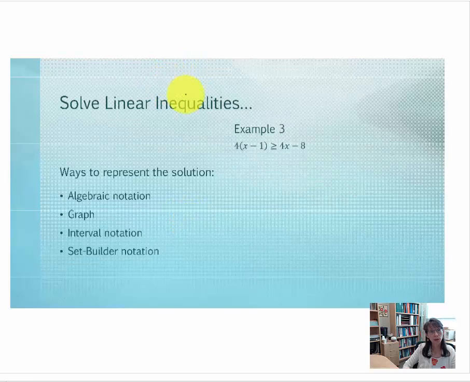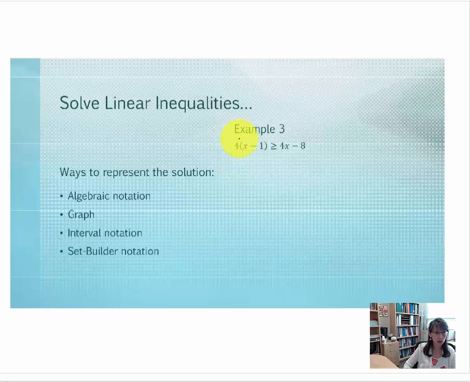For example 3, again we have parentheses, so let's distribute the 4 to each term in the quantity. 4x minus 4 is greater or equal to 4x minus 8. Collecting my variables on the left side, I will subtract 4x. So 4x minus 4x eliminates on the right, and it eliminates on the left side of the inequality. I have negative 4 is greater or equal to negative 8. Is negative 4 greater or equal to negative 8? Well, we know it's not equal to.